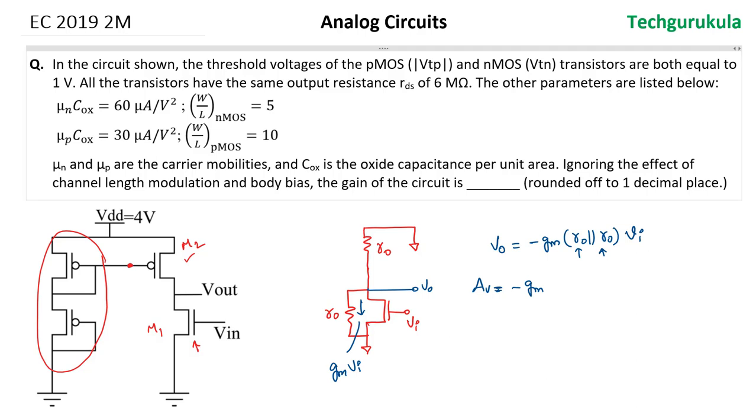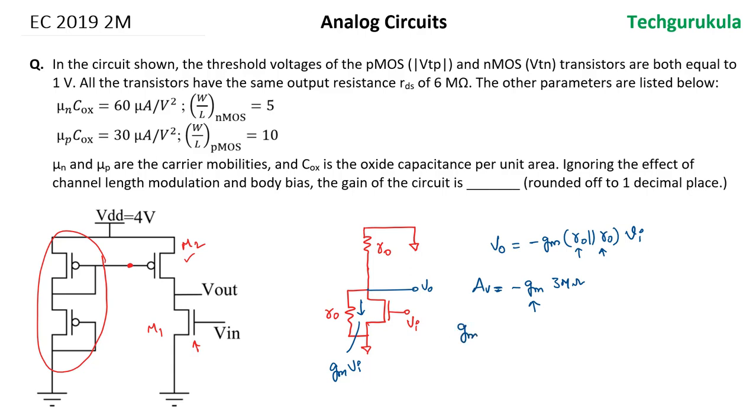R0 is 6 mega ohm. 6 mega ohm in parallel with 6 mega ohm will be 3 mega ohms. Now we need to find what is gm. So in order to find gm, we need to know what is the VGS value, right? Because gm is given by mu Cox. This gm is for the NMOS transistor. Hence this is mu N Cox W by L of N times VGS minus VTH.